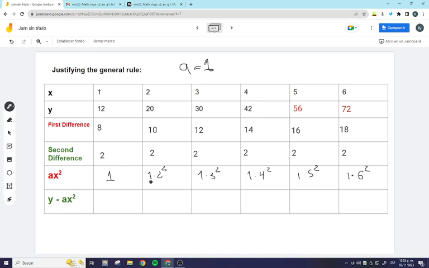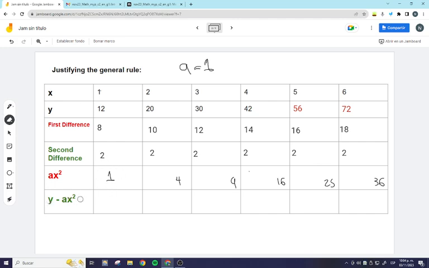So what is 1 times 2 squared? That's 4. What is 1 times 3 squared? That's 9. This one is 16. This one is 25. And this one is 36. Okay, so let me erase the operations, so we just stay with the values. Then what we are going to do is making y minus the previous values that we found.